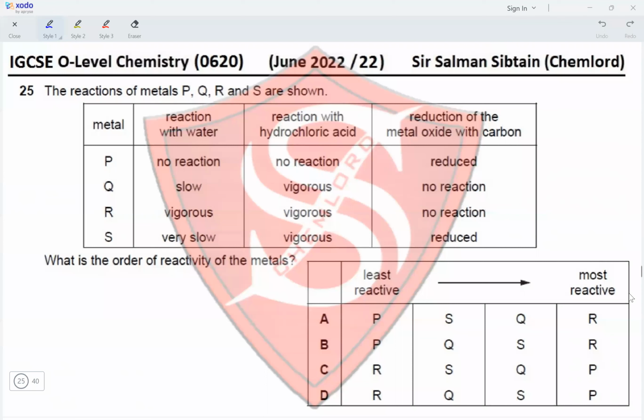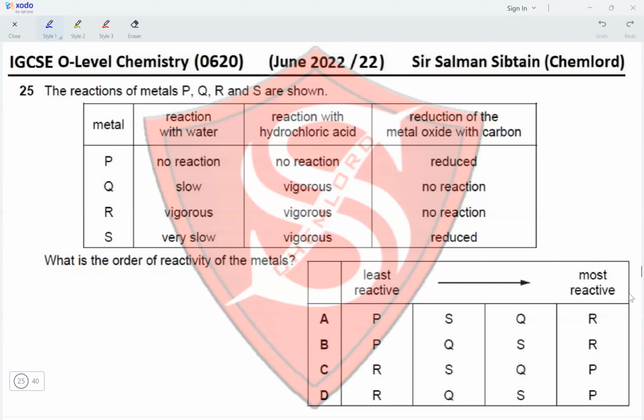Question 25. The reactions of metals P, Q, R, and S are shown. What is the order of reactivity of the metals? Metal P does not react with water, does not react with hydrochloric acid, and reduction of metal oxide with carbon, it gets reduced. Because it is not reacting with water and HCl, it is less reactive than hydrogen. So P is a very less reactive metal.